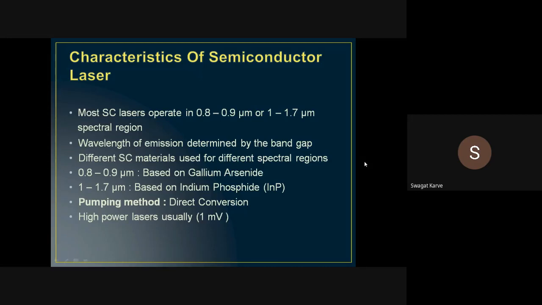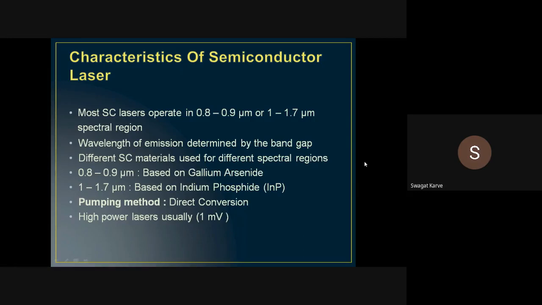And this is the difference between your conventional semiconductor material and the optical semiconductor material, right? To achieve different spectral regions, you can use different materials or different doping elements and impurities. This is the first thing. Then, if you consider gallium arsenide, its operating wavelength lies between 0.8 to 0.9 micrometer, and based on indium phosphide, that is InP, it's up to 1 to 1.7 micrometer, right?